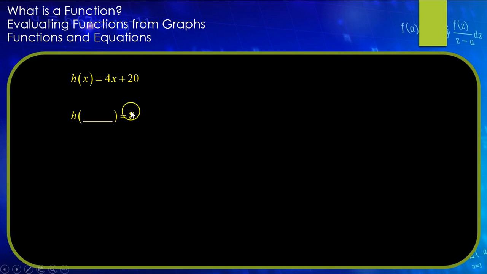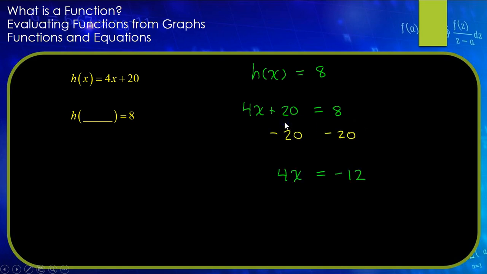So same thing here. I do know that h of x equals 8. And therefore, for me to find the value that comes in here, I'm going to need to solve the equation where this 4x plus 20 is set equal to 8. So I would subtract 20 from both sides to get that 4x equals negative 12. I would then divide both sides by 4 to get that x equals negative 3. And so negative 3 is the number that goes inside the parentheses there. Let's try one more of these.